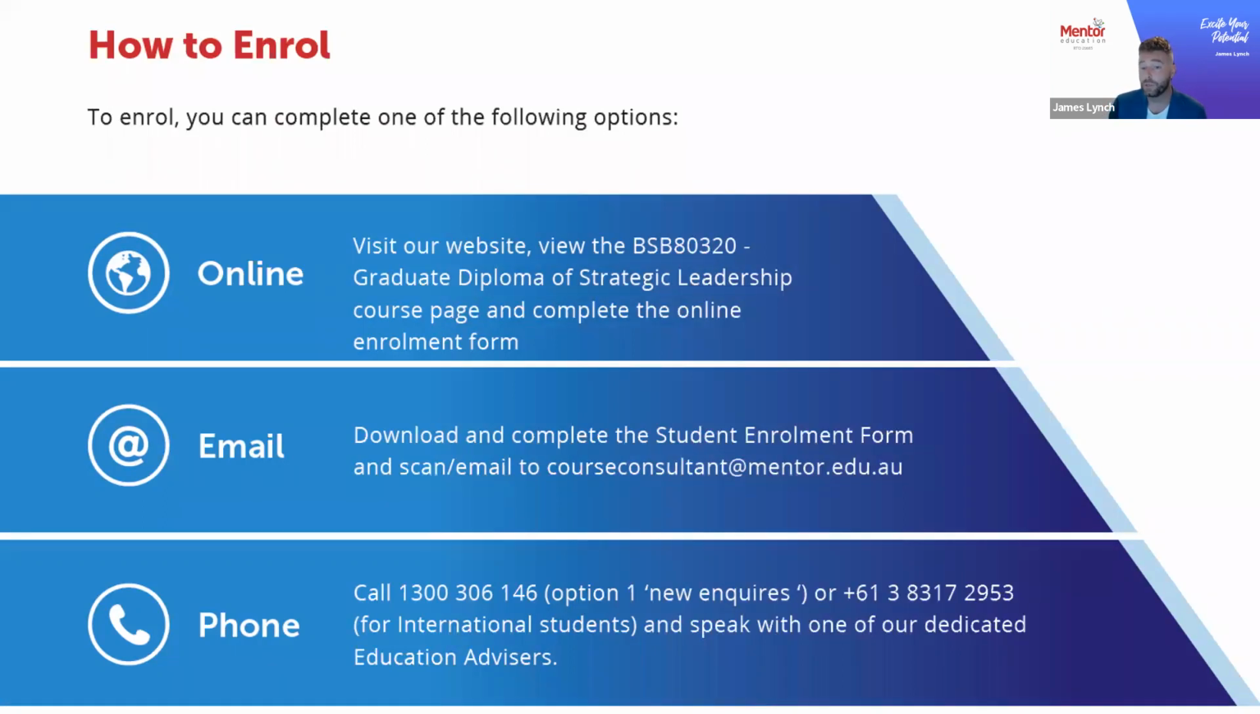So email us at courseconsultant@mentor.edu.au. If you've got any questions, anything like that, send them straight through, and a member of our education advice team, of course, will get right back to you. Otherwise, give us a call, 1300 306 146. That's between 9 and 5, Monday to Friday, Melbourne and Sydney time. And of course, our team will be able to answer those questions there. And then finally, if none of those options work, again, jump onto the web page, and we've got a live instant messaging chat function, of course, which you'll be able to interact directly with our education advice team in real time. And again, between 9 and 5, Monday to Friday.